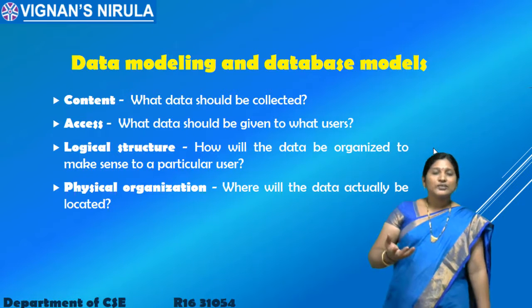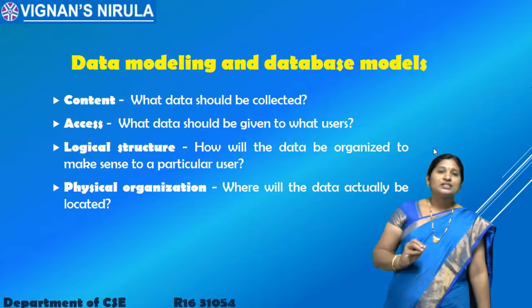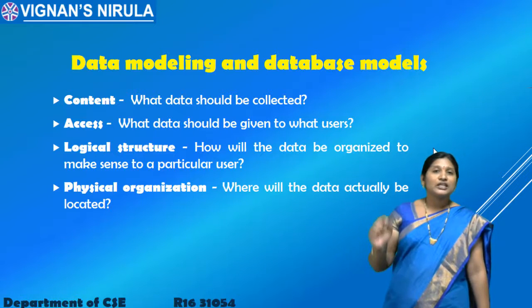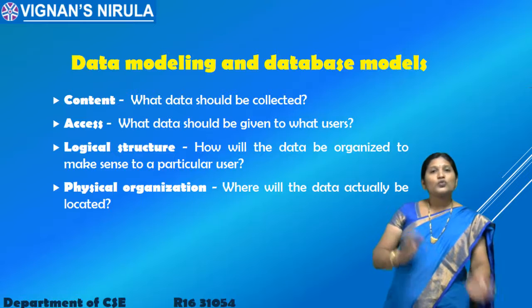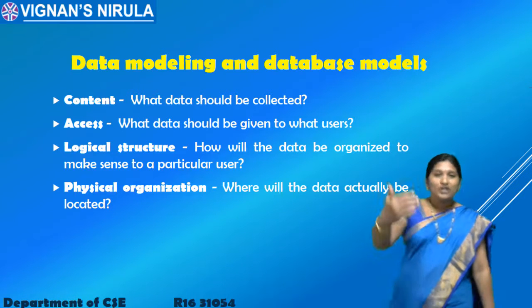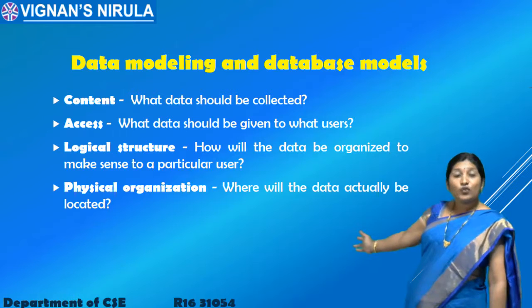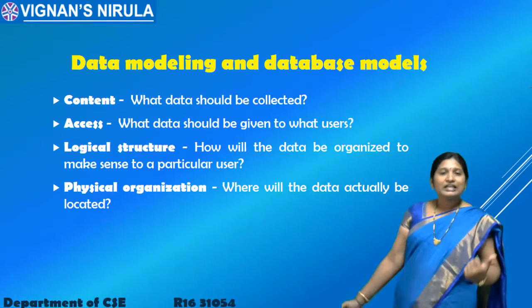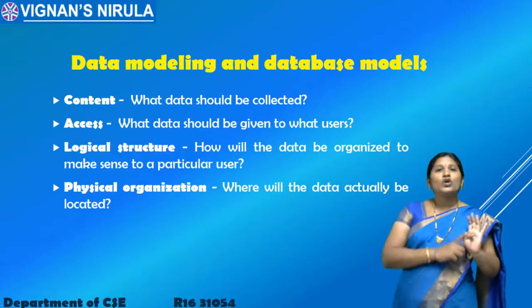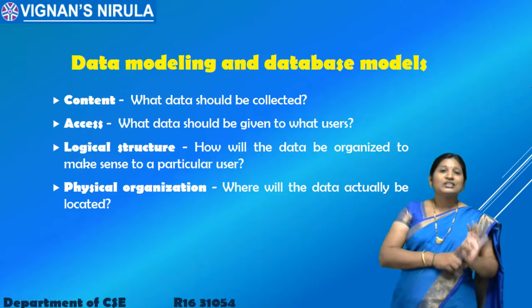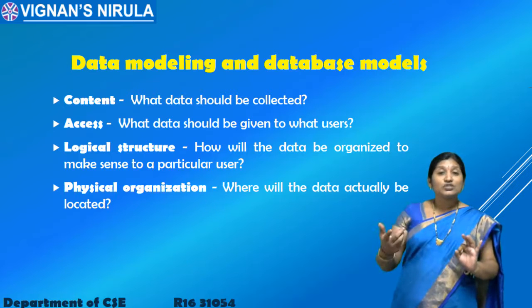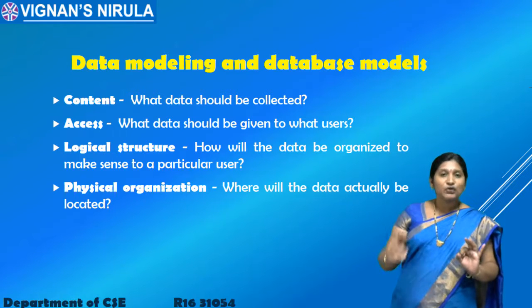Data modeling is nothing but representation of the database in terms of the template that has been chosen by the particular database model. By means of a data model, we are going to discuss four types of issues. What are the four types of issues? The particular data model describes the contents of the database, that means what are the actual data items that have been collected. The next issue is accessing, how the data items are going to be accessed or retrieved from the database.